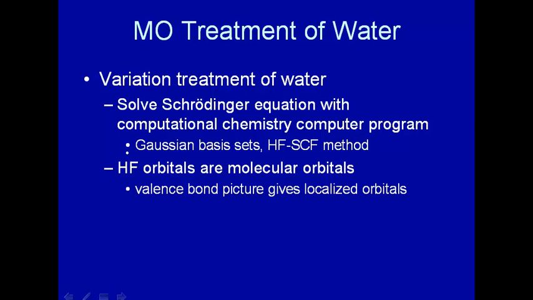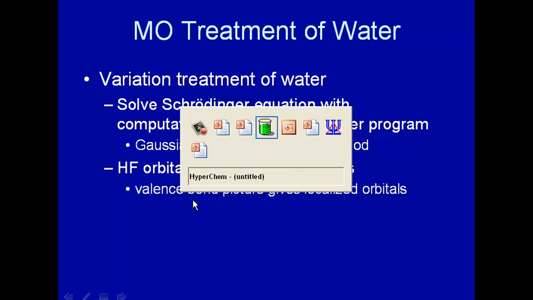And we're going to contrast the orbitals we get out. We're going to use the Hartree-Fock self-consistent field method. We're going to contrast the orbitals we get from that with the orbitals that we would get if we use the valence bond picture. All right, the computational chemistry program I'm going to use is HyperChem.